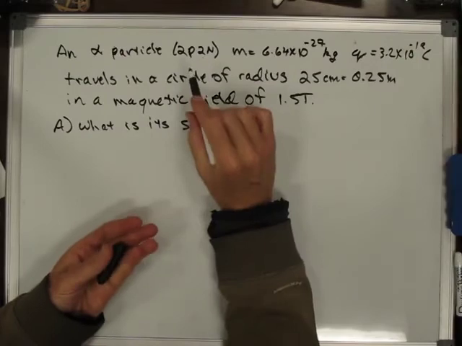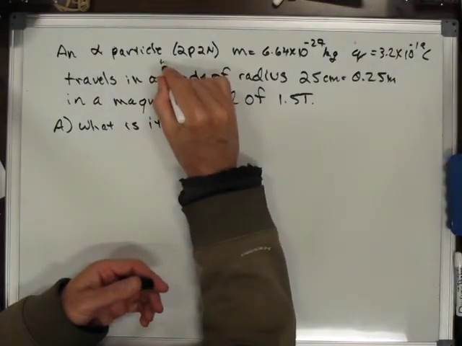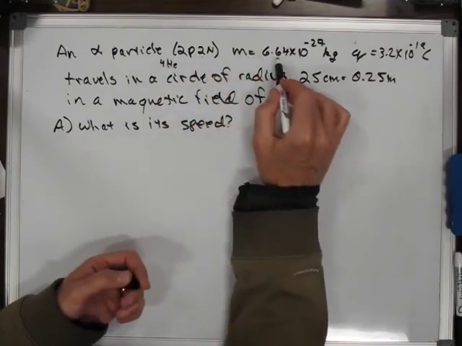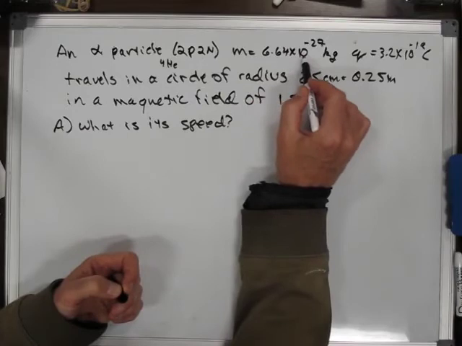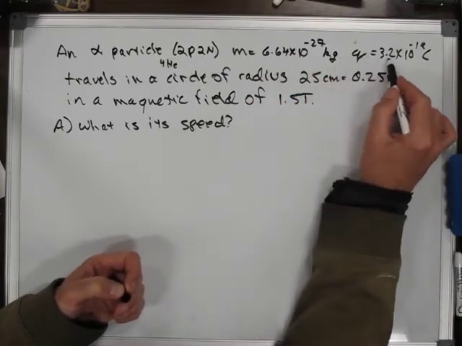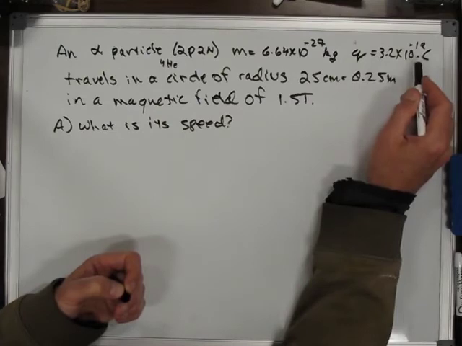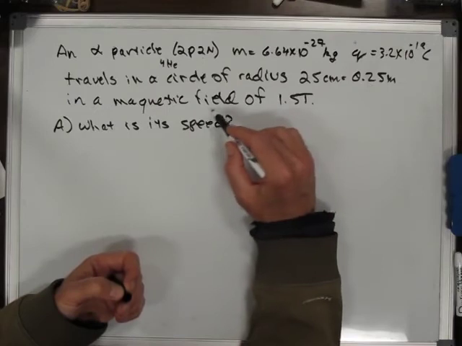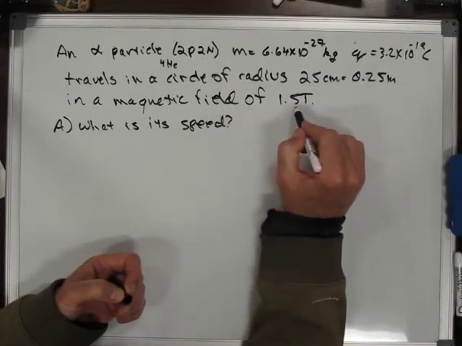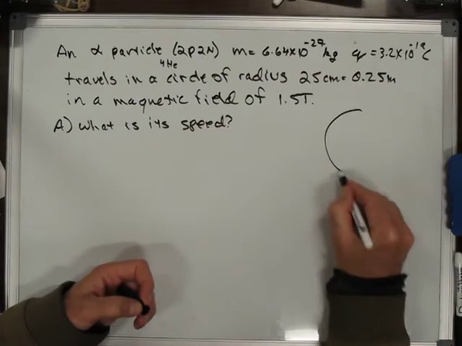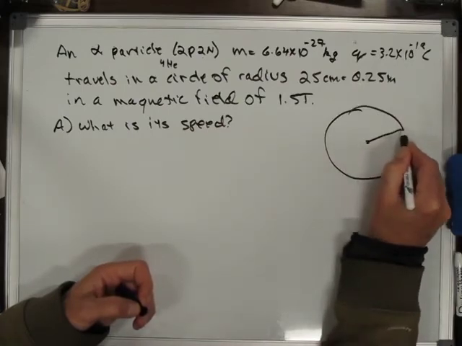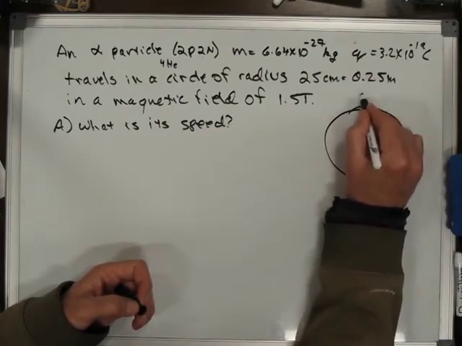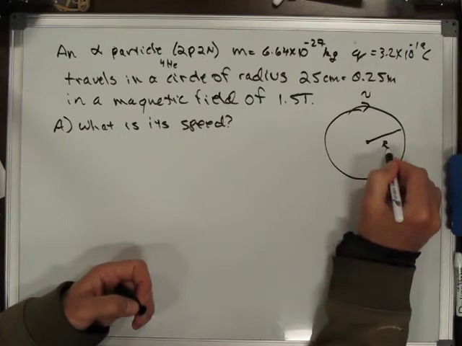An alpha particle, which is just a helium-4 nucleus, is 2 protons and 2 neutrons. Its mass is consequently 6.64 times 10 to the minus 27 kilograms. Its charge is 3.2 times 10 to the minus 19th coulombs. This one travels in a circle of radius 0.25 meters or 25 centimeters in a magnetic field of 1.5 Tesla, right? And so we can just have it going, say, this way. That's its velocity. And here's my radius.